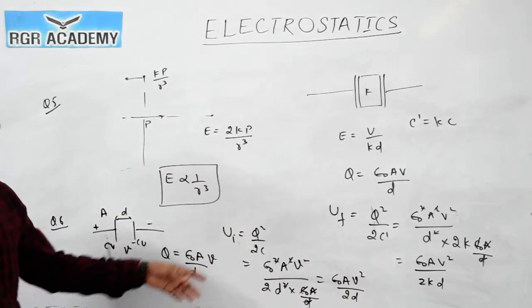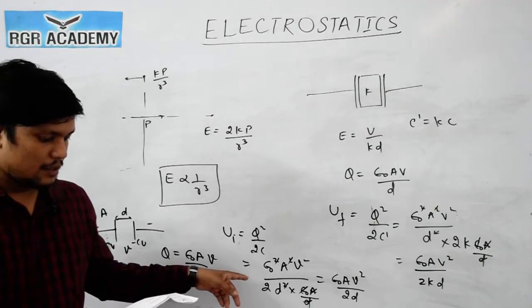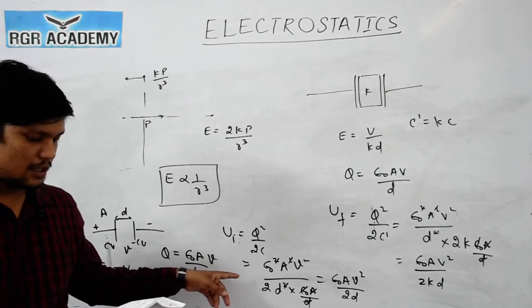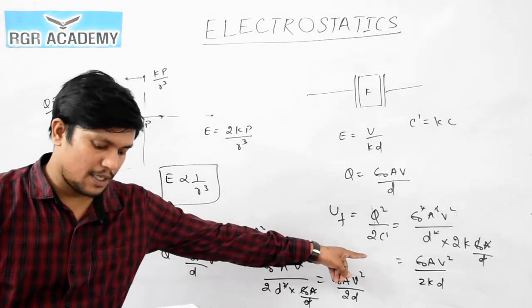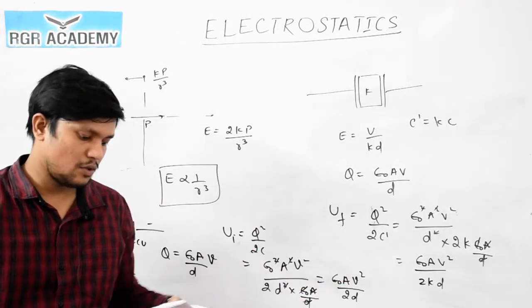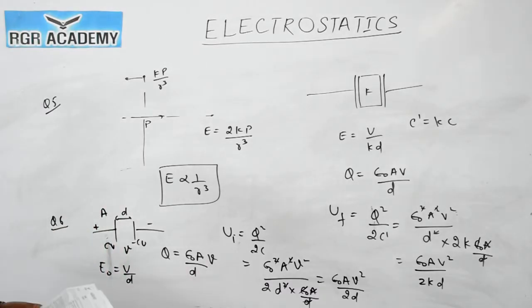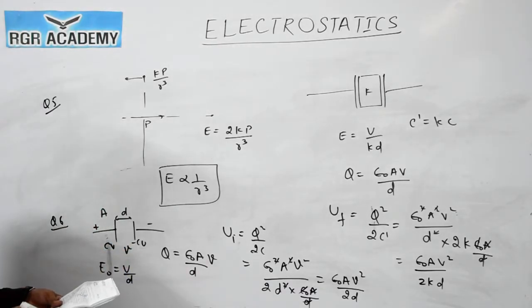If you subtract this, one thing is clear: the third option will be wrong, because they have given the final potential energy, but the answer will be final minus initial. So option number third is incorrect, and option number fourth will be correct. Now question number 7th.